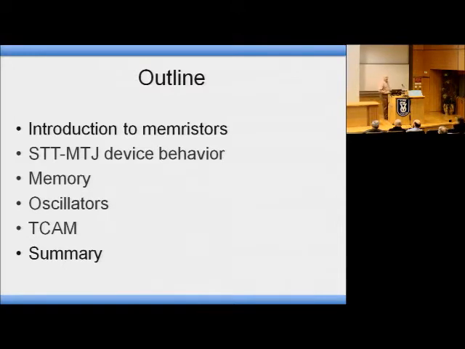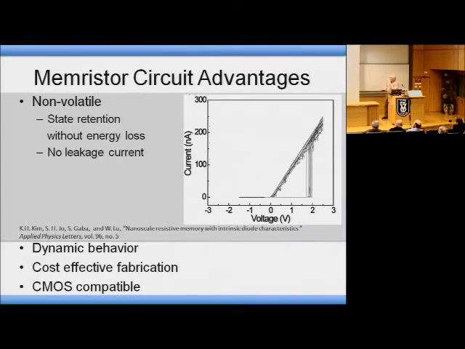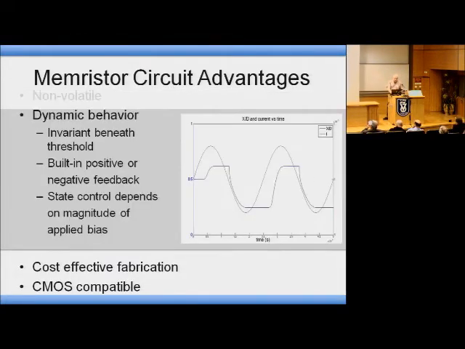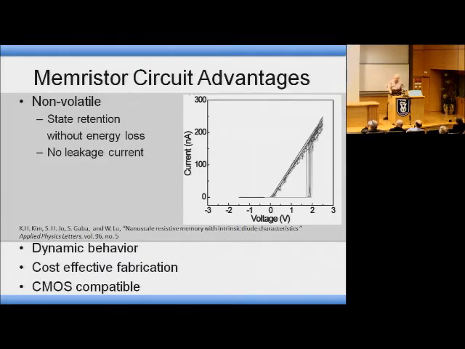We have more. So I'm just going to give you a status quo of where we are on some of our interesting concepts, all at the circuit level. So again, there's four main points. I'm going to spin through this real quick because we don't have the time. But there's four major advantages of memristive behavior: the non-volatility being a big important aspect, the dynamic behavior, cost-effective fabrication, and CMOS compatibility. So, non-volatile, we all know what that means.